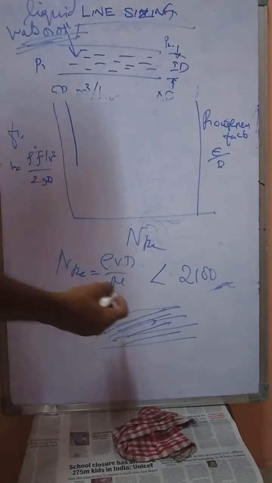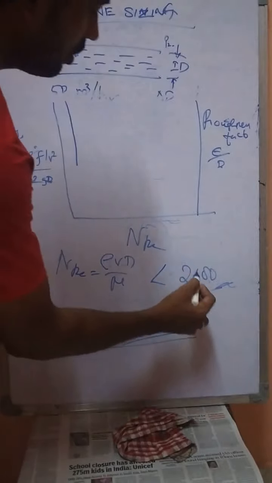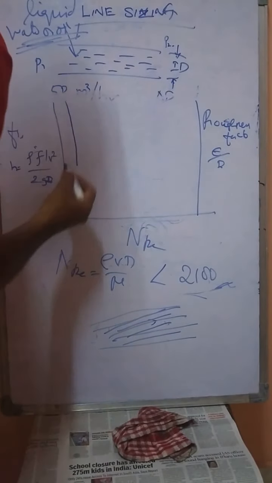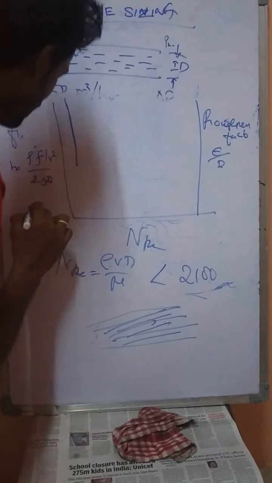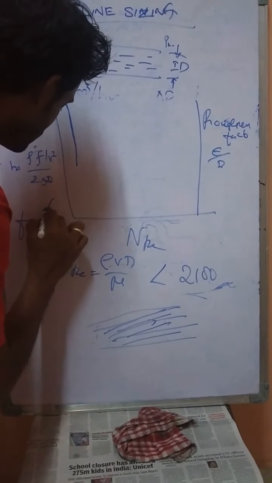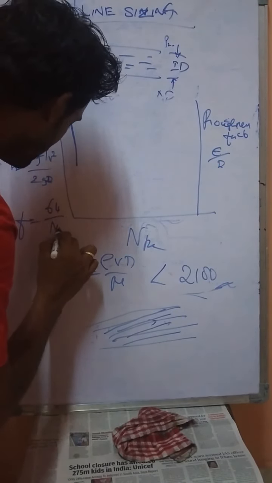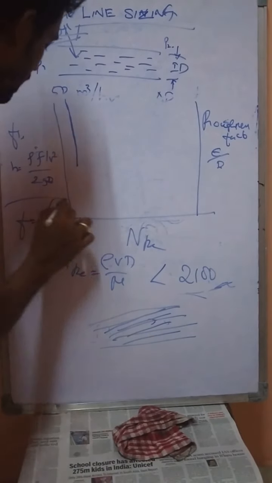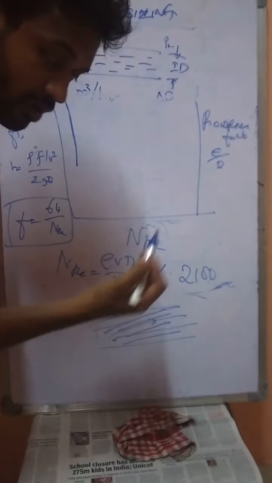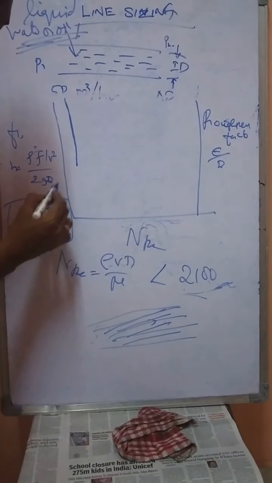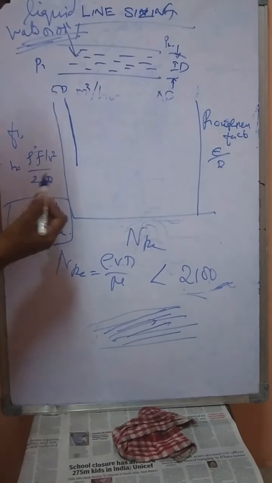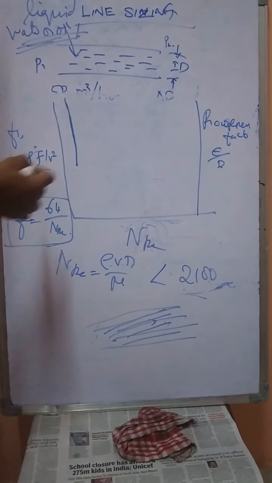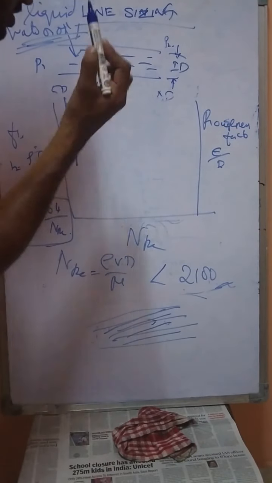So when it is laminar flow, the NRe is less than 2100. You can use this line. Here you can find out F directly, F is equal to 64 by NRe. This is a constant formula. If you know the flow is laminar, you can use this formula directly. Take 64 and divide it by whatever NRe is coming, and you will get F directly. So you can get this in this chart also.